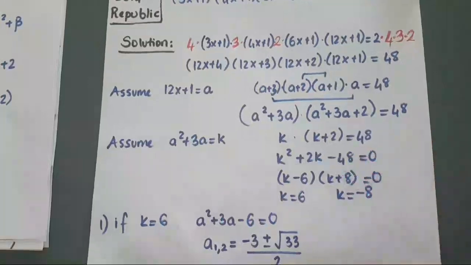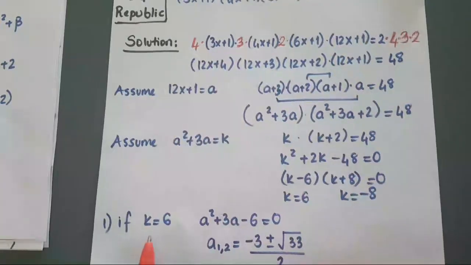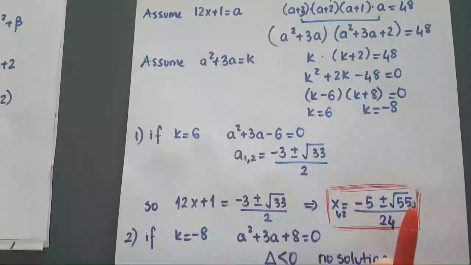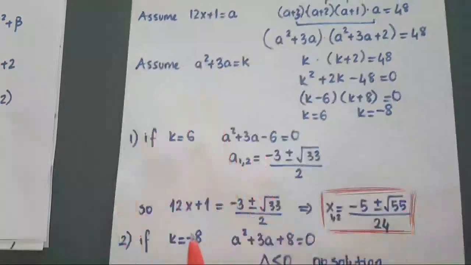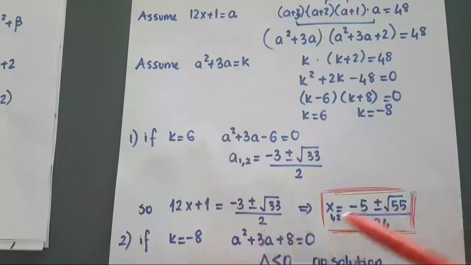I used factorization method. k squared plus 2k is negative 48. When you factorize it, k minus 6 and k plus 8, so k is 6 or negative 8. Then we check if k is 6. If k is 6, we got a, but we were not done because we were supposed to find x. What was a? a is 12x plus 1, so 12x plus 1 is negative 3 plus minus root 33 over 2. So the roots from the first case will be negative 5 plus or minus root 55 over 24.